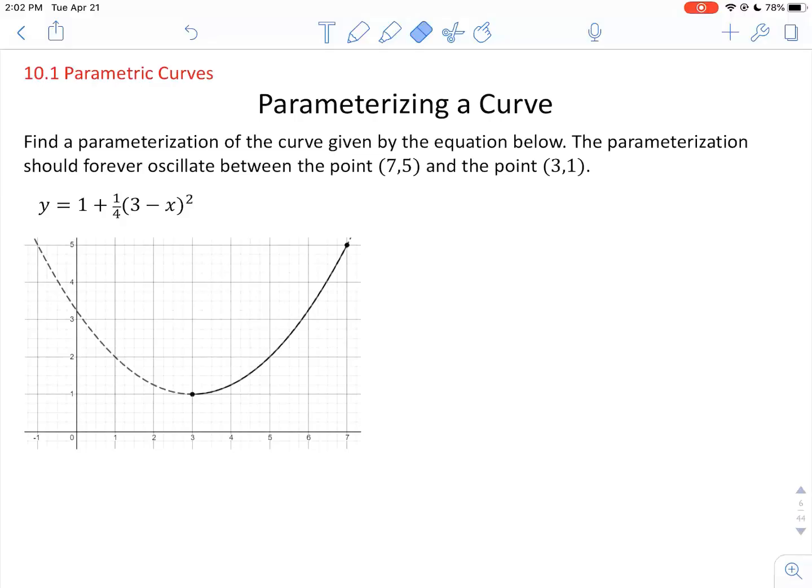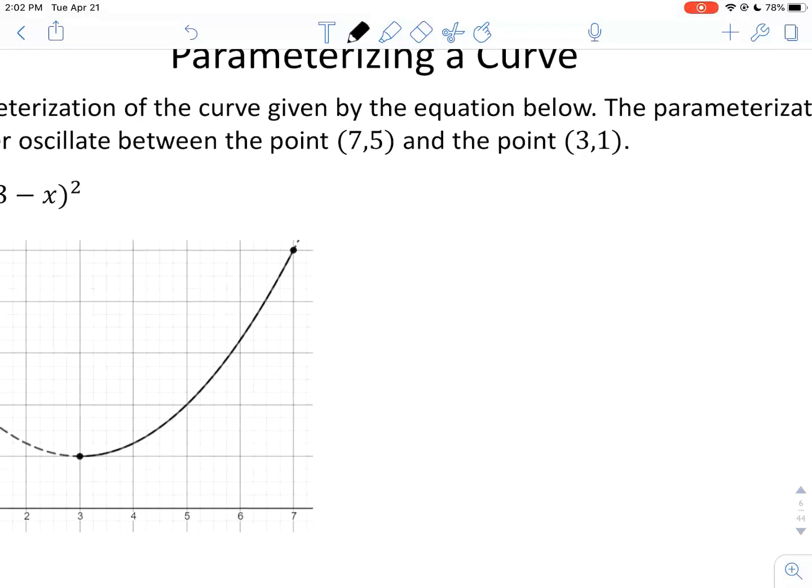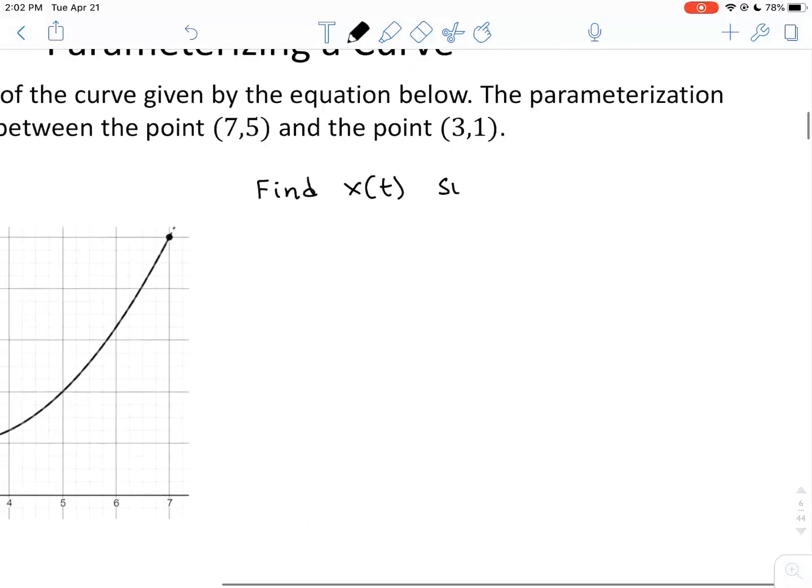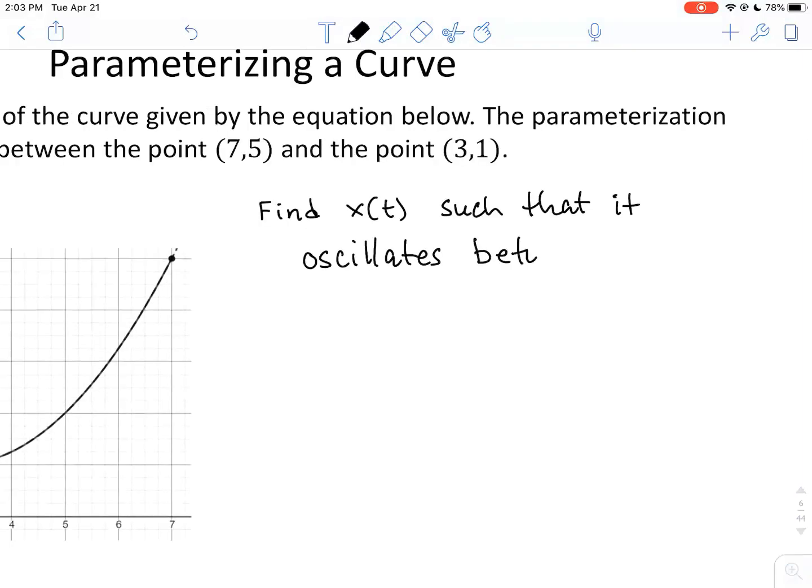Find a parameterization that forever oscillates between the point 7, 5 and the point 3, 1. Okay, so we're going to focus again on just the x-coordinates. Notice it doesn't say where it has to start or end or how much time it takes. We just want it to go back and forth forever between these 2 points, which means that we want x to oscillate between 3 and 7. So our goal will be find the x function such that it oscillates between 3 and 7.